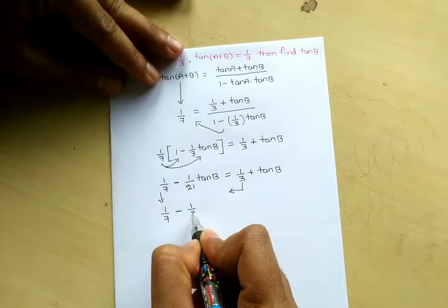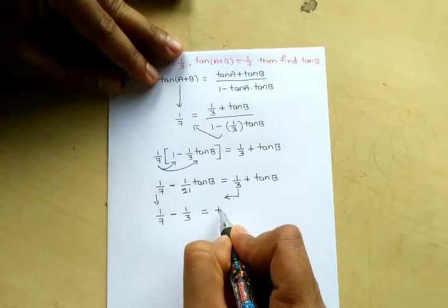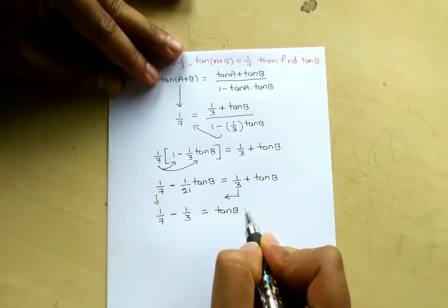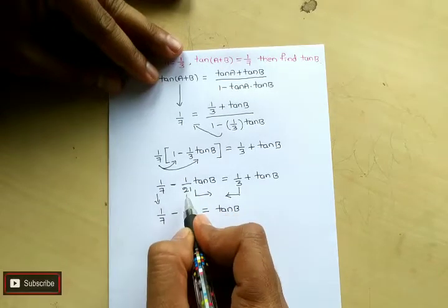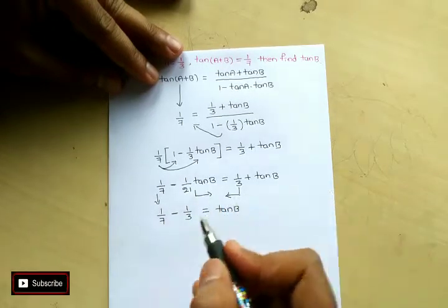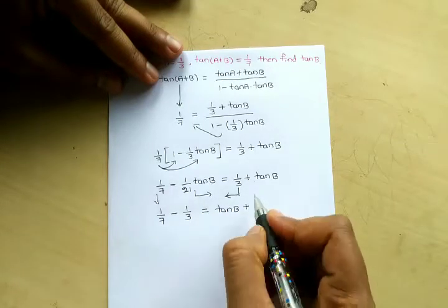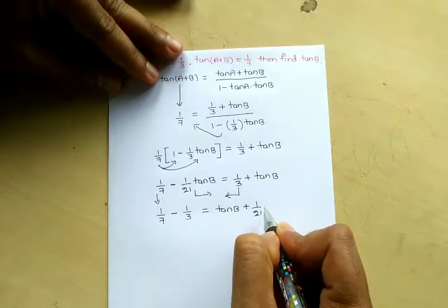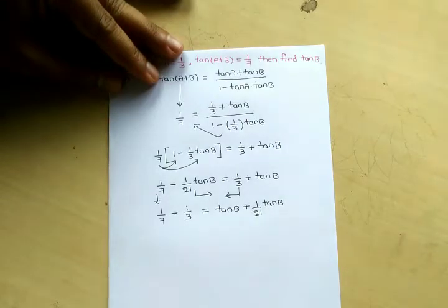Minus 1 divided by 3 is equal to. Here, what is the remaining value? Tan b. So keep that tan b as it is. At the same time, you need to shift minus 1 upon 21 into tan b to the right hand side. At that time, minus becomes what here? Plus 1 upon 21 into tan b. Correct.